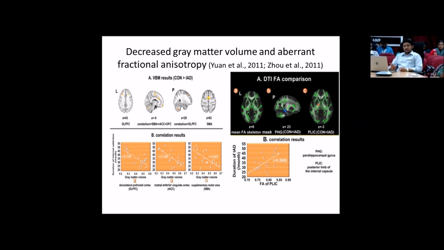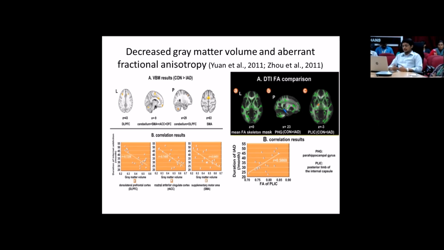DTI also reported some interesting findings. They said that fractional anisotropy, which is basically a measure of the integrity of the white matter tract, was reduced in the parahippocampal gyrus, which means white matter integrity is lost in the parahippocampal white matter, whereas it increased in the posterior limb of the internal capsule. Increased fractional anisotropy means there is a better conductance of the white matter tract. So they found increased fractional anisotropy in the posterior limb of the internal capsule.